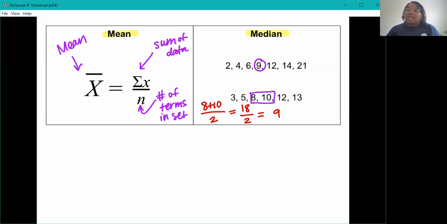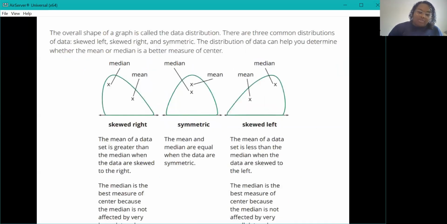Now let's discuss how we know whether we should use the mean or the median in order to describe the measure of center for a particular set of data. In order to do that, we have to consider the data distribution, or the shape of a graph. There are 3 common distributions that we see. We see skewed right, which happens when the mean is greater than the median. We see skewed left, that is when the mean is less than the median. And then we also see data that is symmetric. That is when our mean and our median are equal to each other.